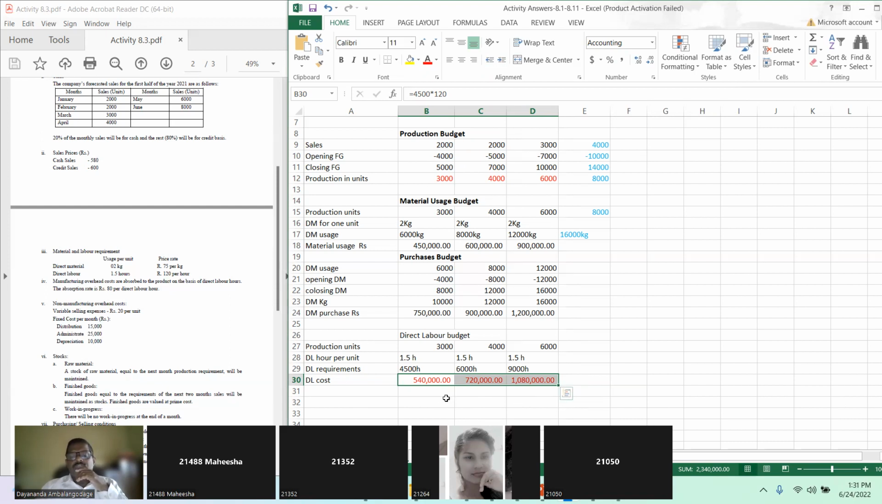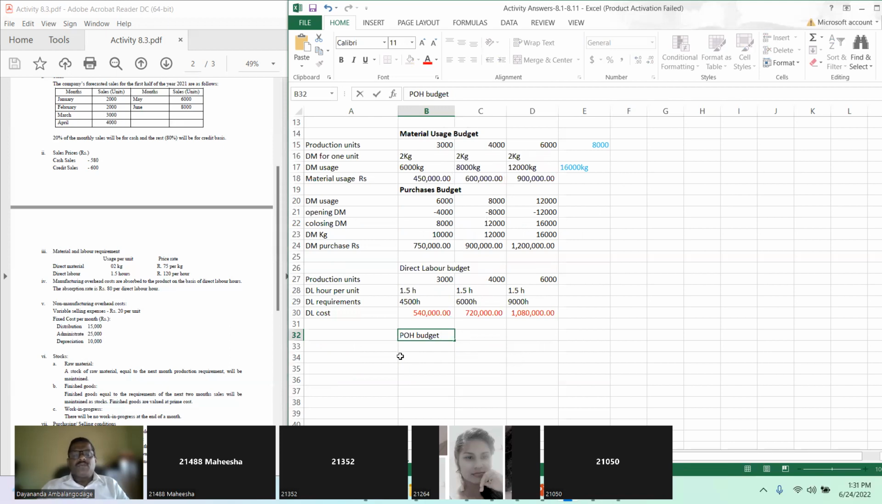The next budget is the production overhead budget. Production overhead budget is, of course, again based on the production plan, but we need to understand how production overhead is being absorbed. According to this question, item number 4, manufacturing overhead costs are absorbed to the product on the basis of direct labor hours.